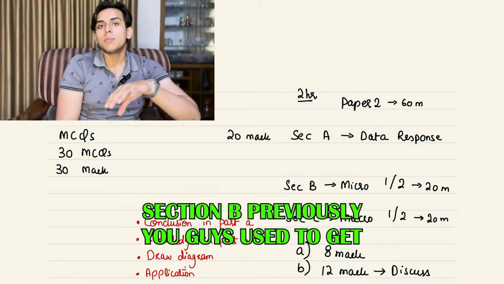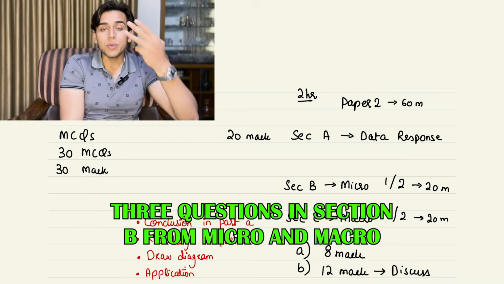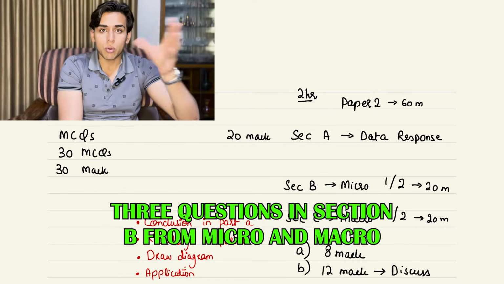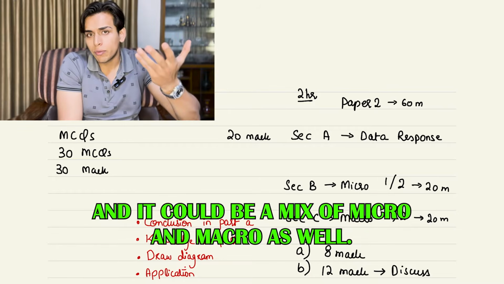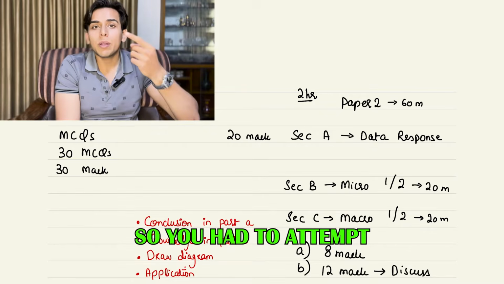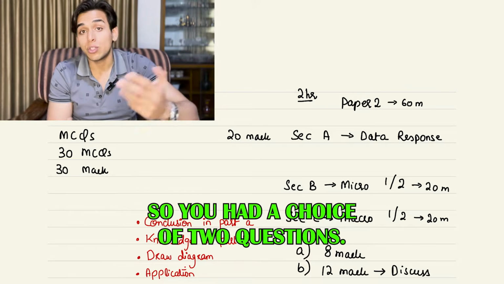But if we talk about Section B, previously you used to get 3 questions in Section B from micro and macro, and it could be a mix of micro and macro as well. So you had to attempt only 1 out of 3 questions. So you had a choice of 2 questions.